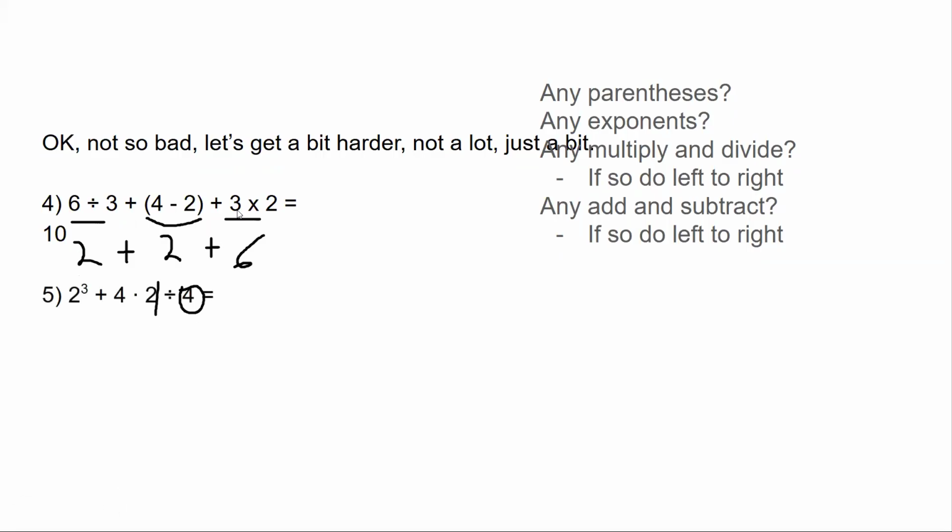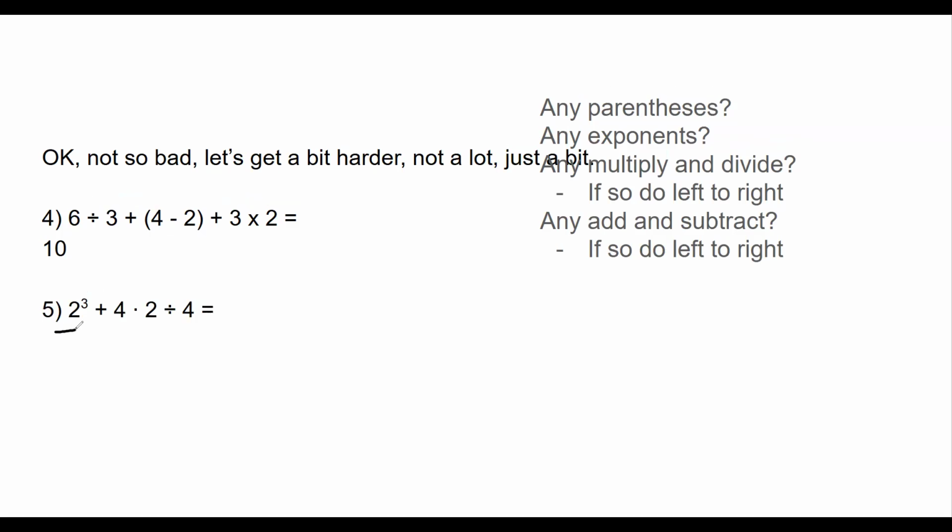All right, number 5. Let me get rid of the work. All right, number 5. Any parentheses? No. Any exponents? Yes. So 2 cubed is 8. All right, then any multiplying dividing? Yes. So I go left to right. This is where it's going to get a little bit tricky. I'll bring down the plus. All right, I do 4 times 2 is 8. 8 divided by 4 is 2. Add and subtract? Yes. 8 plus 2 is 10. All right, that's a little tricky one there.